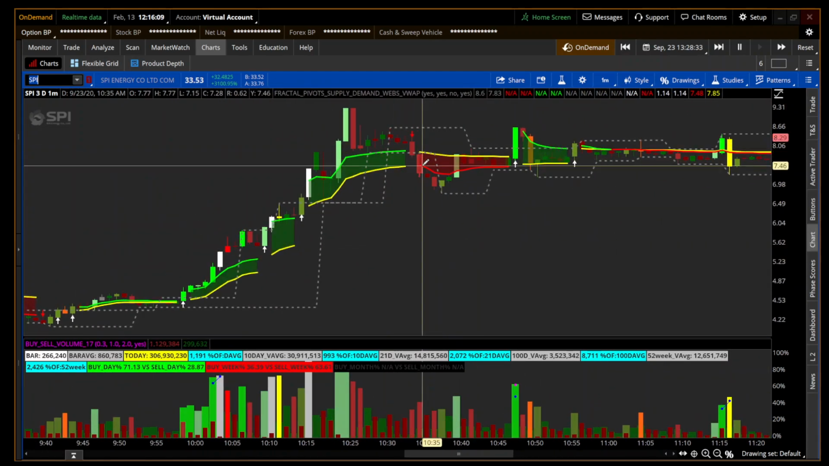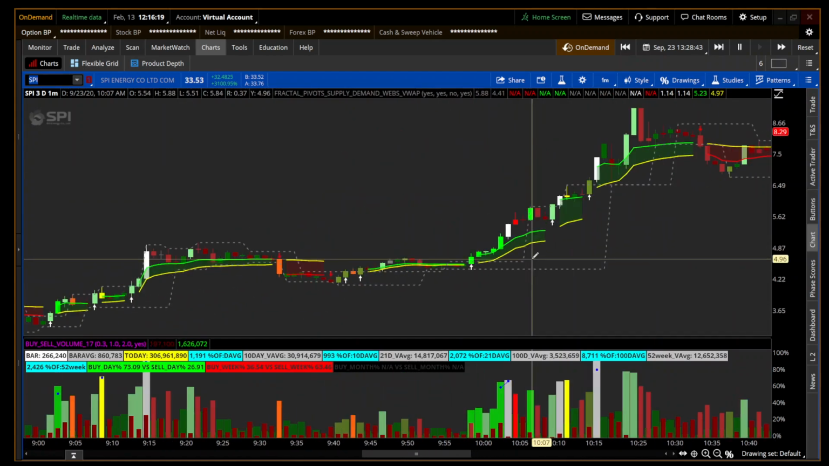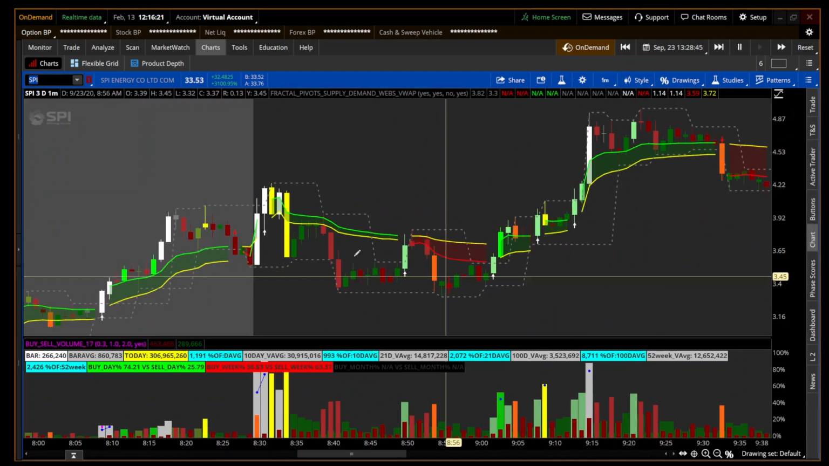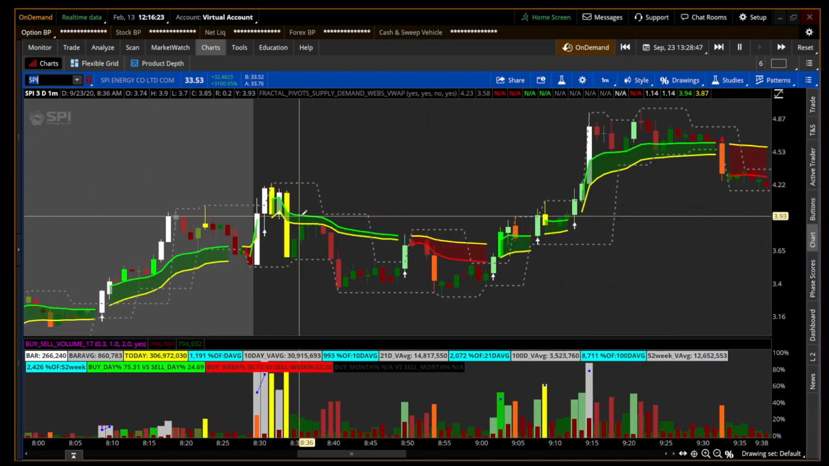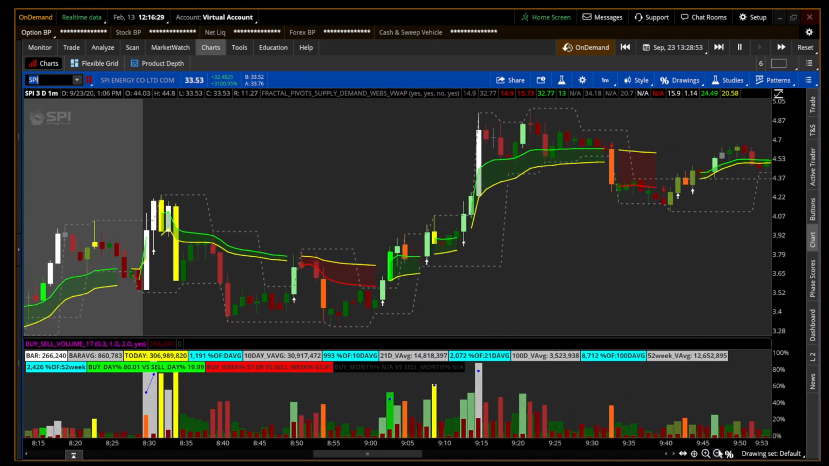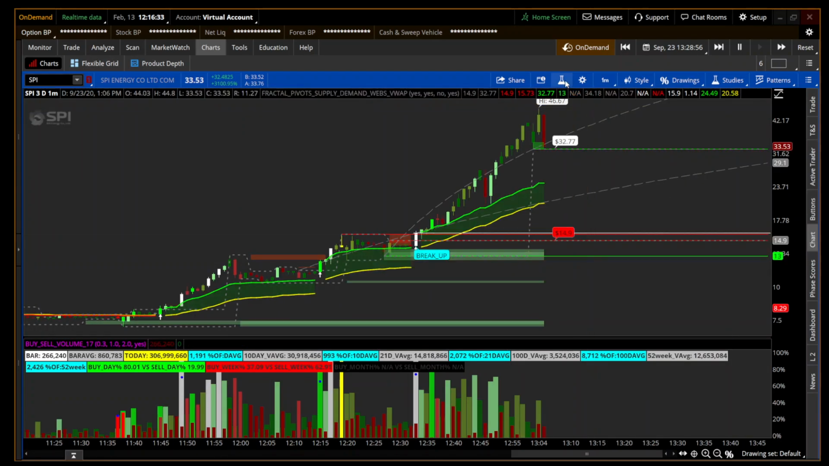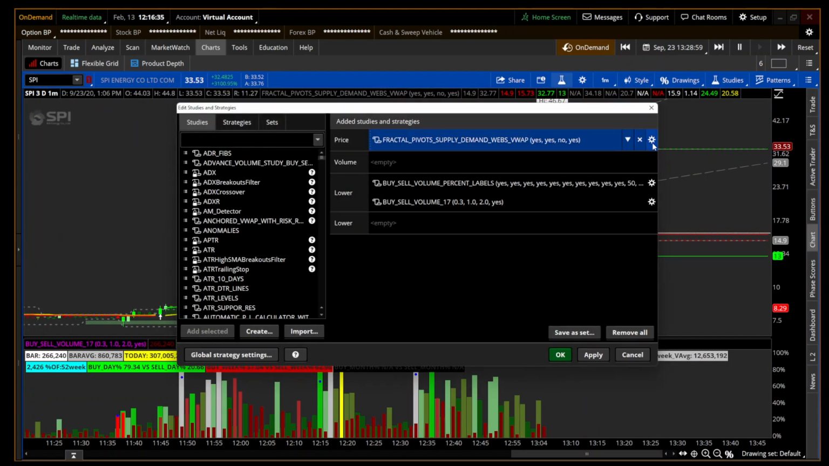The red line is the current VWAP from this close, and this is the previous VWAP, the previous continuation on the previous VWAP. And same situation here. Just like you would use VWAP, you'll see this as support or resistance. And like I said, you get the labels. It says break up, break down.